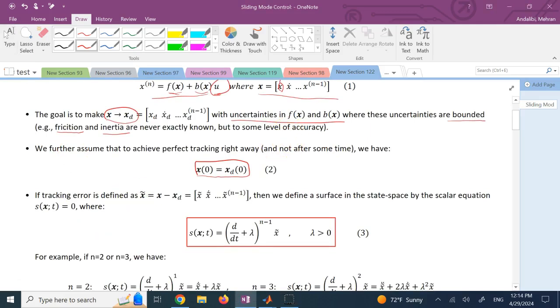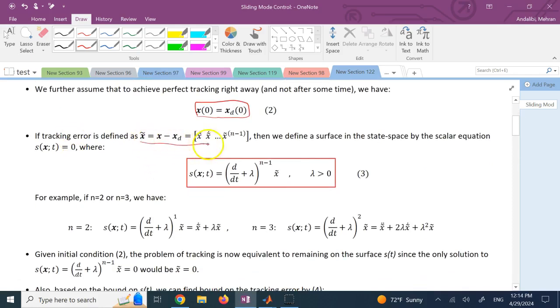So we define the tracking error x tilde to be x minus x desired. We define a surface in the state space through a scalar function s of x and t equals 0, where the operator s of x and t is equal to d over dt, the time derivative operator, plus lambda, a positive constant, raised to the power n minus 1, times x tilde. So basically a polynomial of derivatives and constants times what? Times the error in the output x tilde.